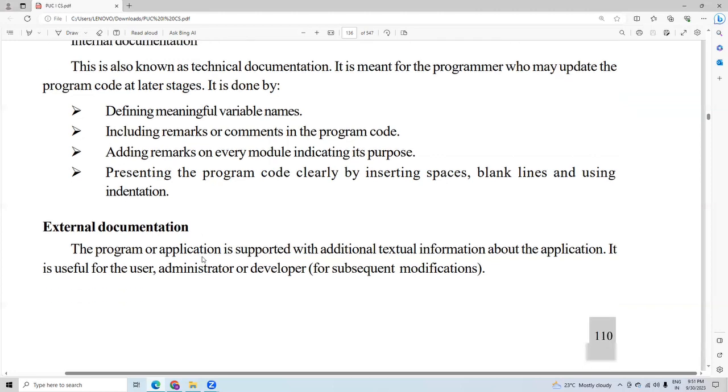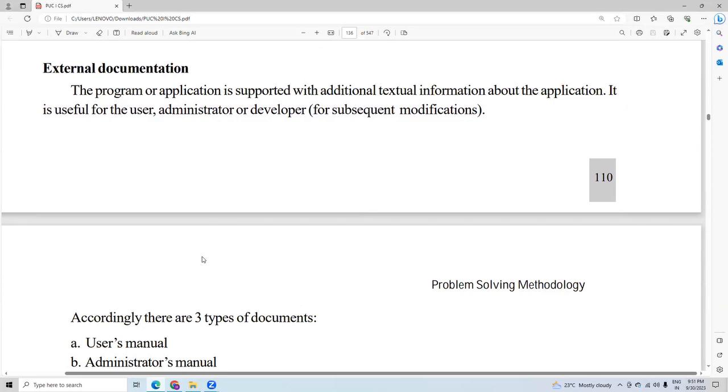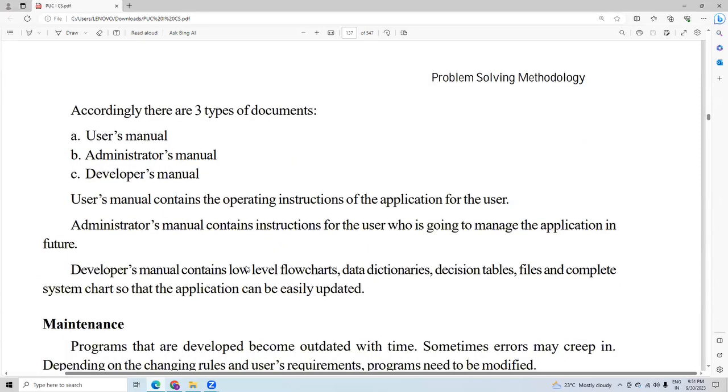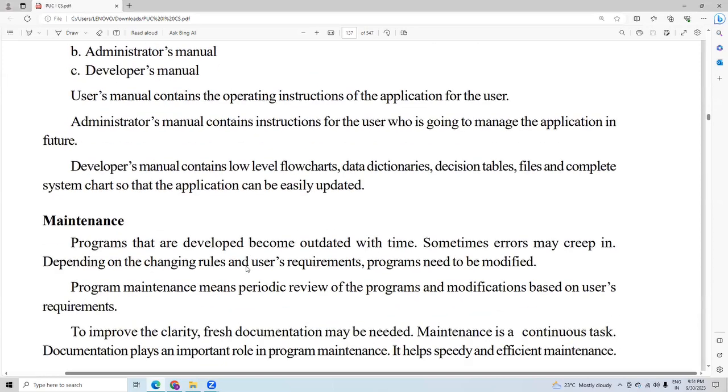Right. So now external documentation is for the user who uses your software. It will be provided separately as a supporting document, and it will be in textual format about the application, how to use it. It is for the user, administrator, even for the developer, right? There are three types of documents: user's manual, administrator's manual, developer's manual. User's manual contains operating instructions of that software, each and every section, how to use. The procedure, how to do different operations, will be in detail.